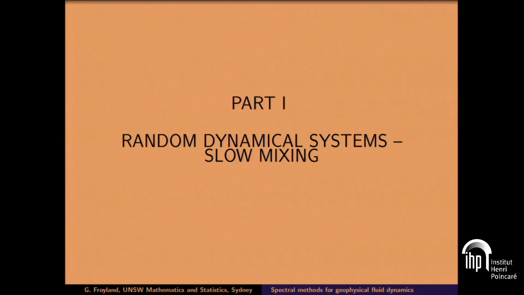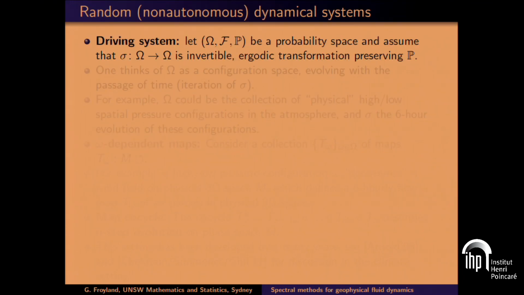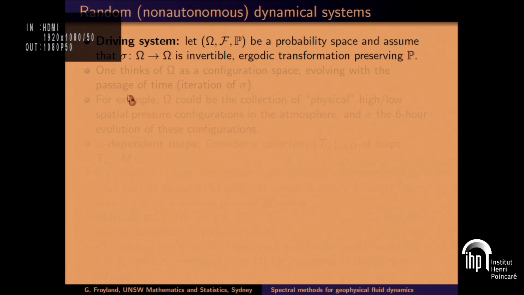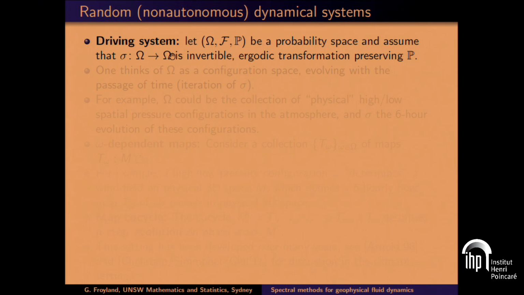Part 1 is going to be on random dynamical systems, and I know that Michael Gill is going to say something about this later, so I'm not going to say too much, just the basics. The setup for this is probably going to be similar to what Michael is going to talk about. It's the standard setup. You have a driving system, which is some probability space, omega, and on that space, I have some transformation sigma, which is very general and deliberately general. So it's invertible, it's what's called ergodic, and it preserves the probability measure p.